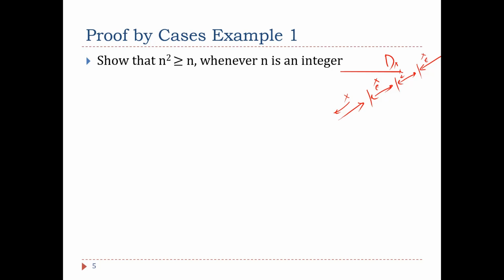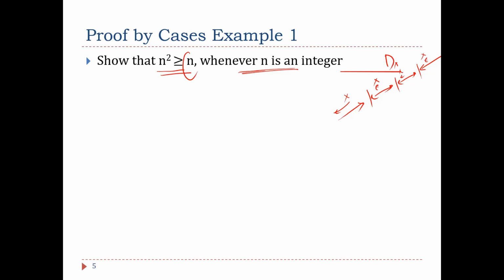in different ways each time. So for example, to show that n squared is greater than or equal to n whenever n is an integer. So a property that talks about the inequality between n squared and n, and we want to prove it for any integer. Okay, so this is a typical example where we have doubts when it comes to the value of n, whether it's negative or not.